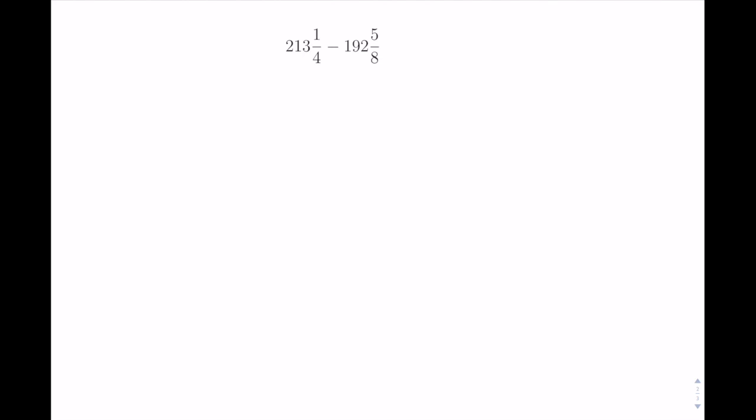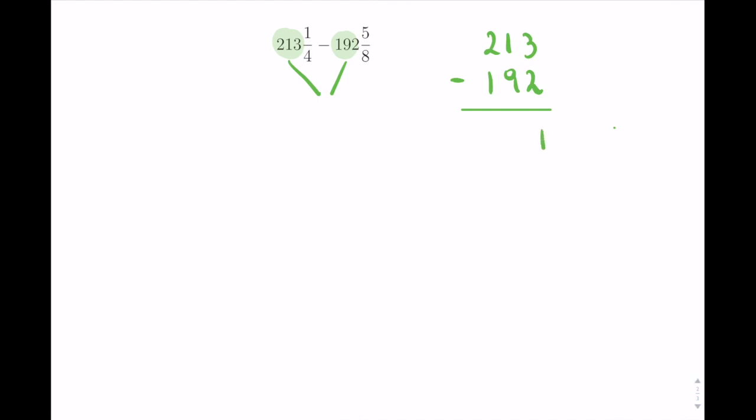mixed numbers. What I like to do, because I'm subtracting, is not change to improper. In this case, it would give me a huge improper number. So I first deal with the whole numbers. I have 213 minus 192. 3 minus 2 is 1. 1 minus 9 I can't do, so borrow, which gives me 11 minus 9, which is 2. That gives me 21.